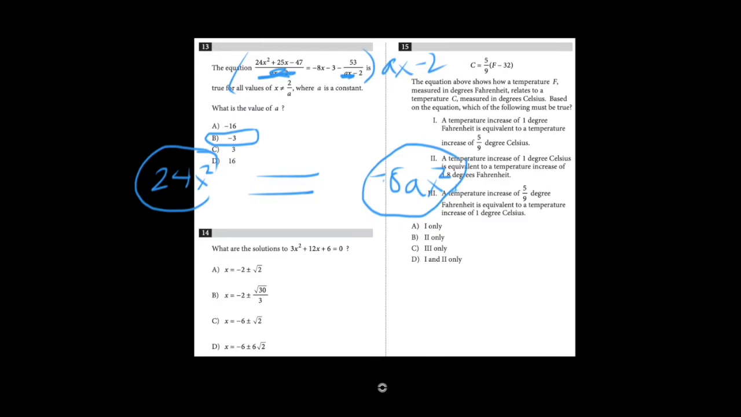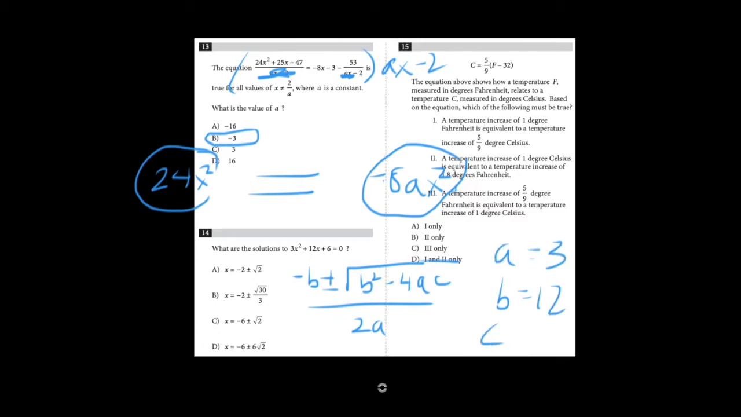Number 14. What are the solutions to this quadratic equation? There's always just one of these in every SAT math, but you just have to use the quadratic formula and plug and chug. B is equal to 12 here, A is equal to 3, and C is equal to 6. I will spare you all the algebra, but it's going to turn out as -2 plus or minus the square root of 2. Our answer is A.